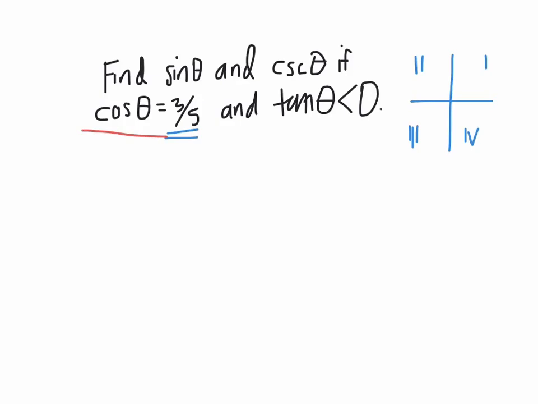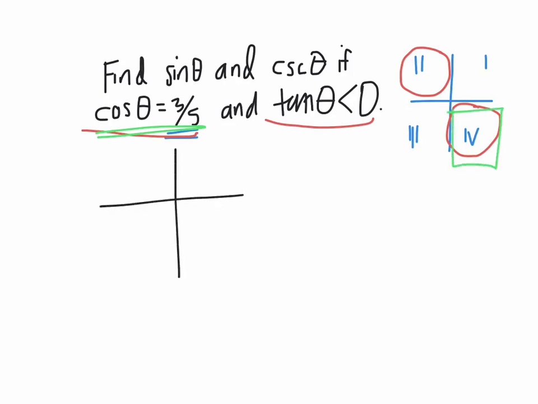Notice that cosine is positive, but tangent is negative. So if tangent's going to be negative, that is here or here. Because remember, tangent is sine over cosine. So that means that one of them would have to be negative for tangent to be negative. That's going to happen in quadrants 2 and 4. But notice that cosine is positive 3/5, so that means we're going to be talking about quadrant 4.